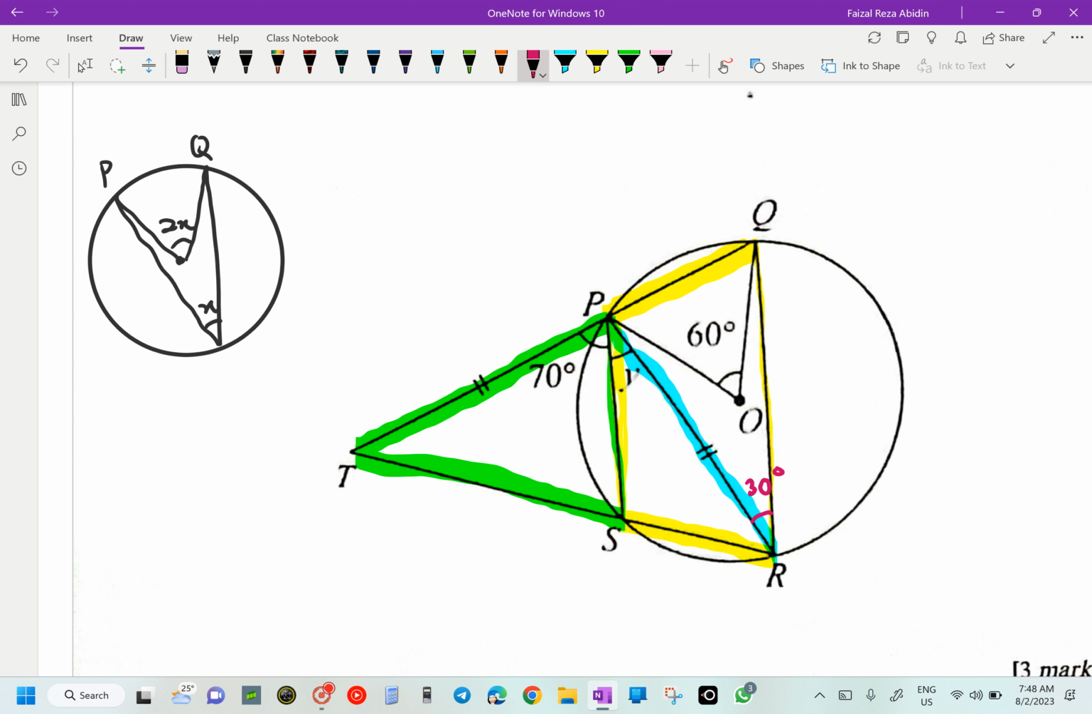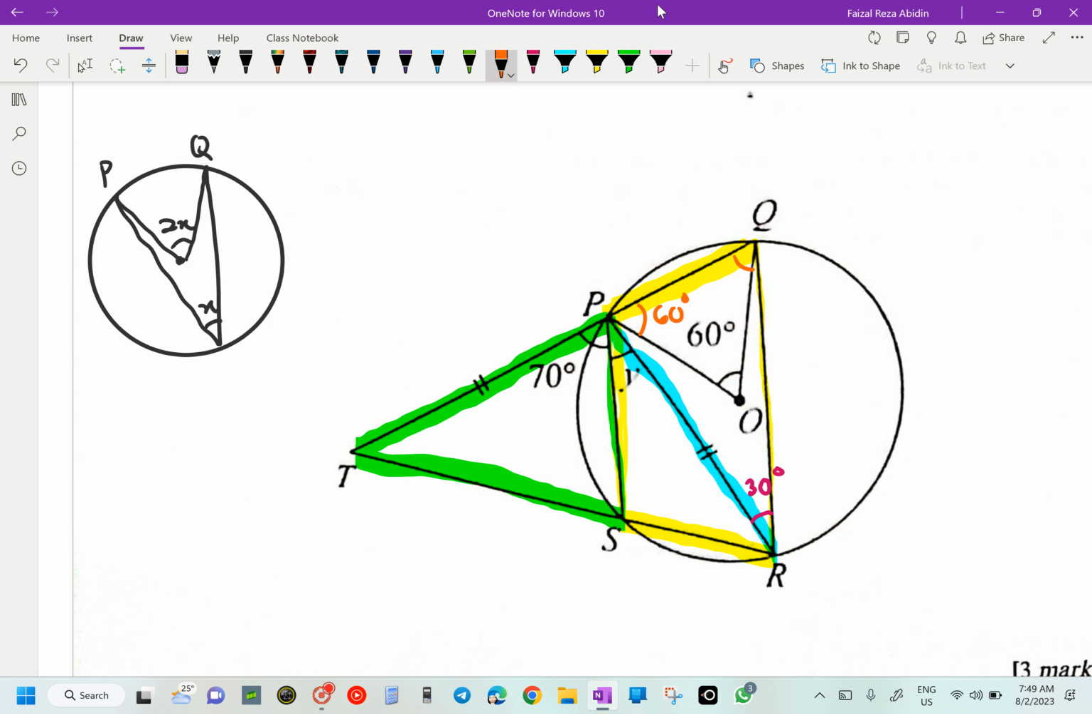Next. What else can we have over here? Anyone? If I have my 60 degree, okay, we look at our POQ then. I got the little triangle there, right? So what I have over here, I'm going to get this one also 60.